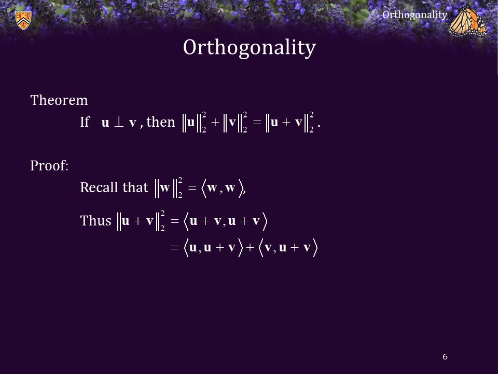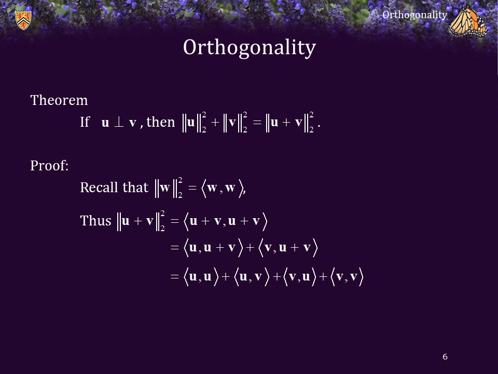Again, the inner product is bilinear, so that first inner product, the inner product of u and u plus v, is equal to the inner product of u with itself plus the inner product of u and v. The second inner product of v and u plus v is therefore equal to the inner product of v and u plus the inner product of v with itself.